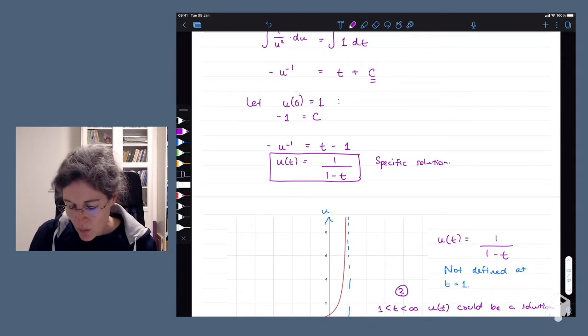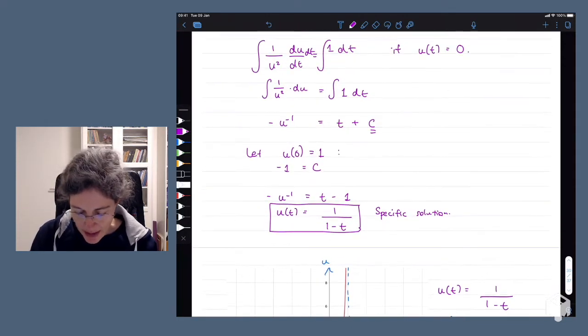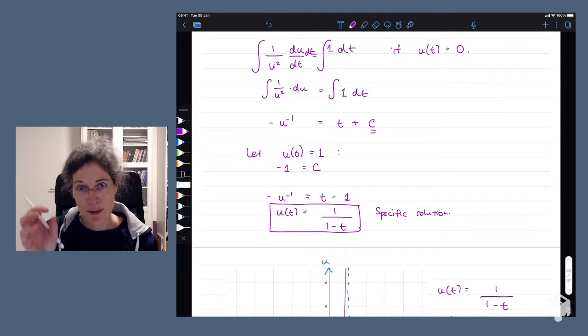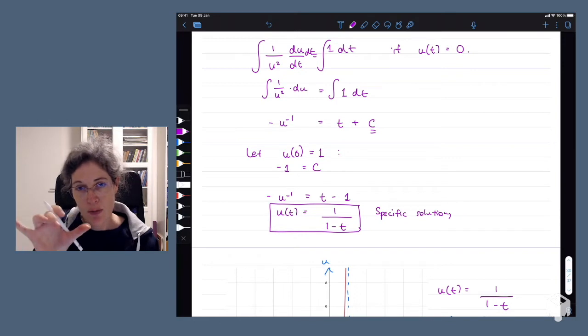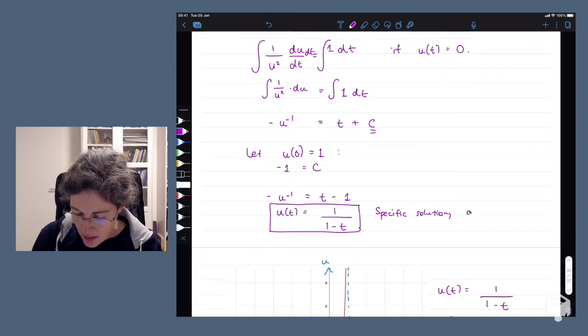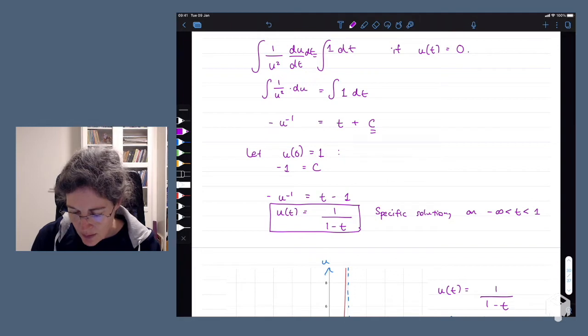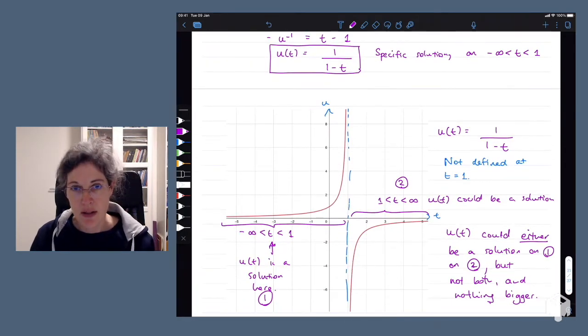So from now on, when we solve DEs, except when we forget, we're going to not only give the explicit solution for the DE, we're going to say what its domain of validity is. So here we would say it's our specific solution, and usually we give the biggest possible range of numbers that it is a solution on. So here we would say minus infinity up to 1, because that's the biggest.